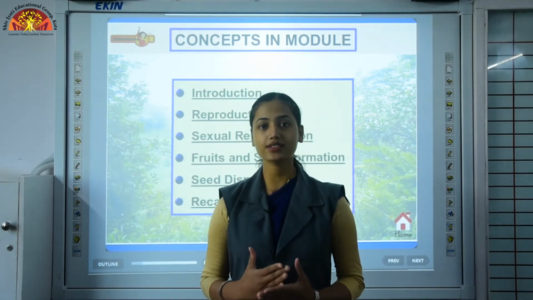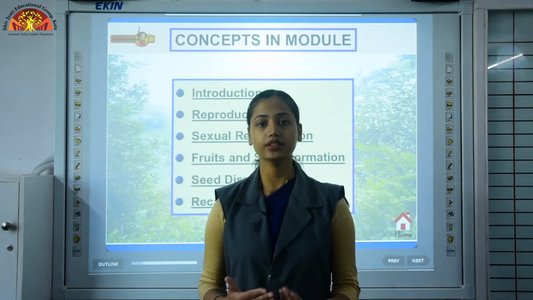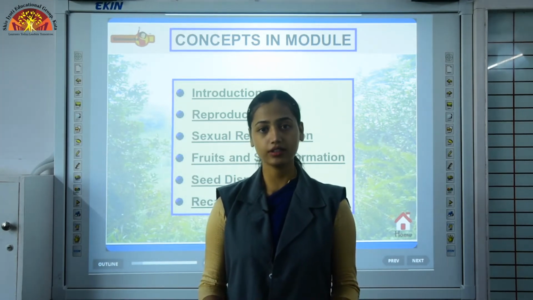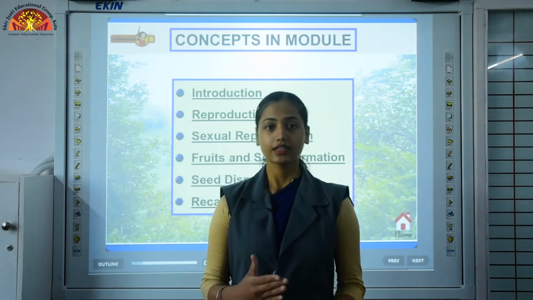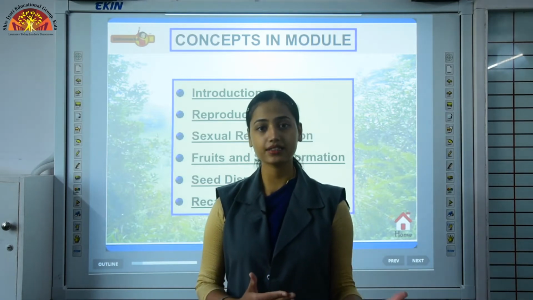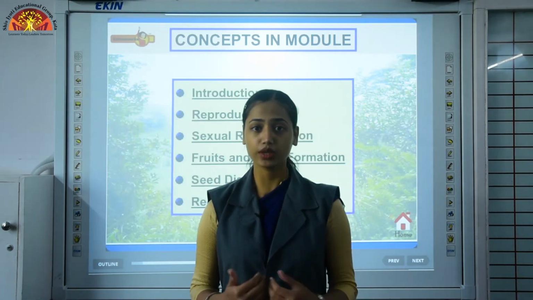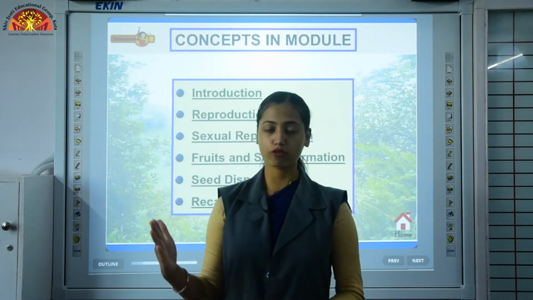So reproduction is the process by which parents give birth to their children, and this is how life exists on earth. This is how there is continuity of life on earth. Like our grandparents gave birth to our parents, now our parents have given birth to us, now we will give birth to our babies. So this is how life goes on.